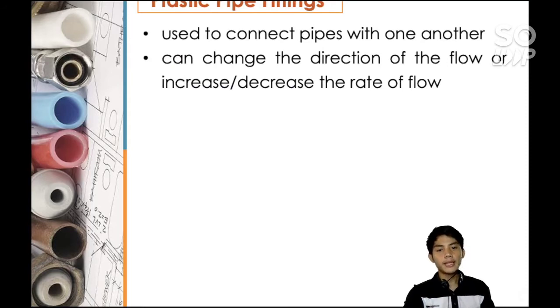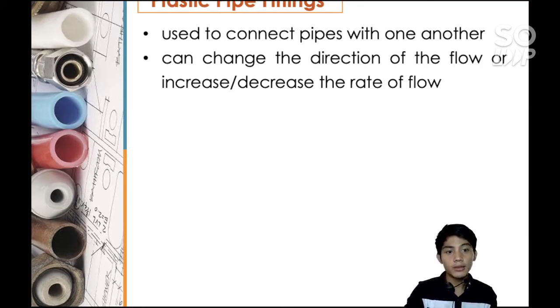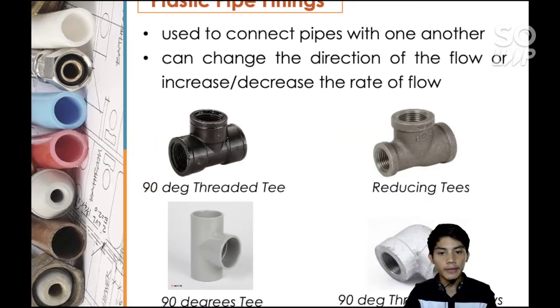Right here we have plastic pipe fittings used to connect pipes with one another. These will connect the pipes together. They can also change the direction of the flow or decrease the rate of flow. Fittings that change the direction of the flow are like the T, the Y, the elbows. Then those that decrease the flow are the reducers. Here we have 90-degree threaded T, reducing T's, 90-degree T's, 90-degree threaded elbow. These will change the flow of water. These are some examples.